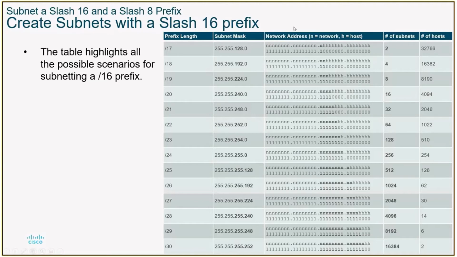If we borrow an extra bit, of course, there's 2 possibilities. You've got 2 subnets, each with 32,766 hosts. All right, so if we borrow 2 bits, again, we've got 4 possible subnets, still with 16,000 hosts. That's a good number of hosts. Too many, probably. Borrowing 3, and so on and so on. So basically, you can do this lots of times. Again, the longest mask possible is /30.